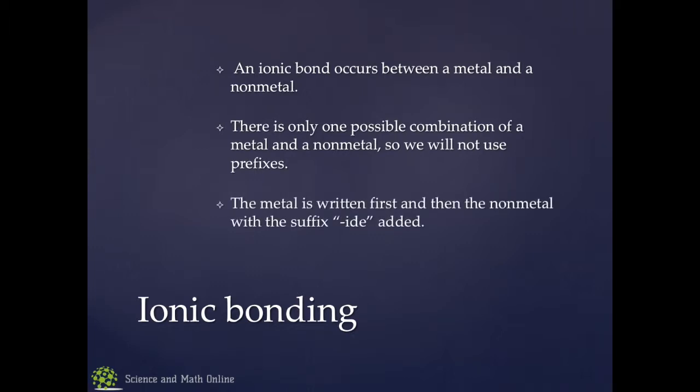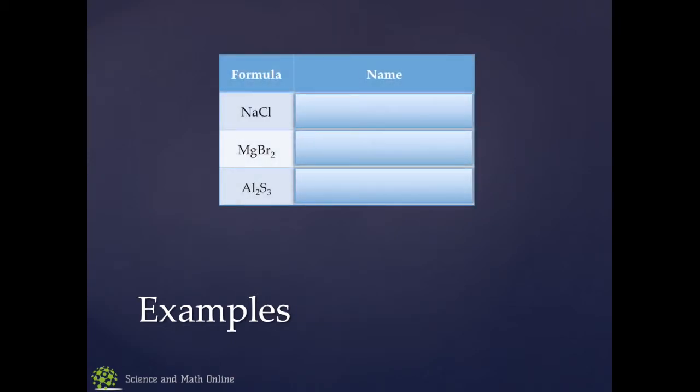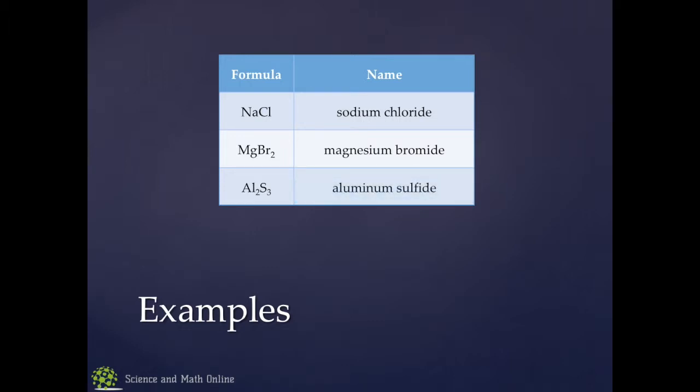And then we still write the name of the metal first, but then we put "ide" on the end of the non-metal, just like we did with covalent. So naming these is pretty simple. It's even easier than covalent because you don't even have to worry about the prefixes. You just have to put "ide" on the end. So name the metal, sodium, then chloride. Name the metal, magnesium, then bromine, bromide. So magnesium bromide, and then aluminum sulfide. So naming binary ionics is really simple. You just put "ide" on the end.